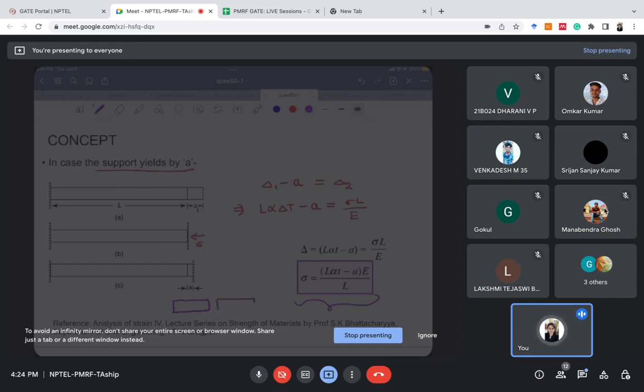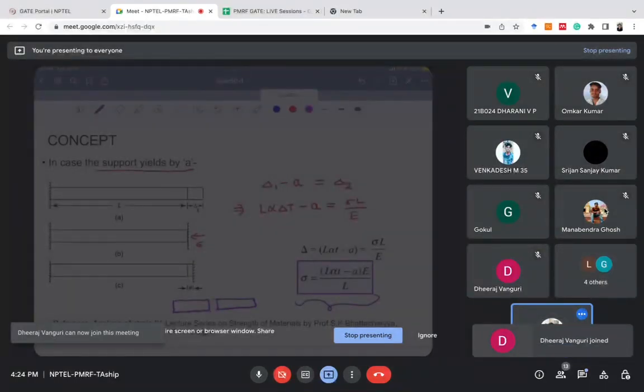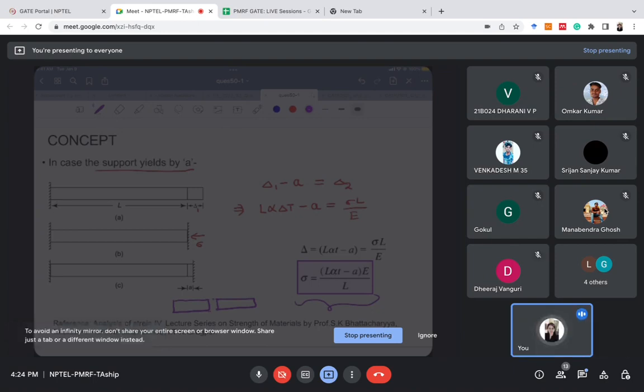So when there is no gap, E alpha delta T is the value of stress. When there is some gap, what happens? This rail will expand up till this gap. Up till this gap, there will be no stress. But after this, when it will try to exceed this gap also, then only there will be stress. So this is a case of yielding of supports. Same like the yielding of support formula we have to use.